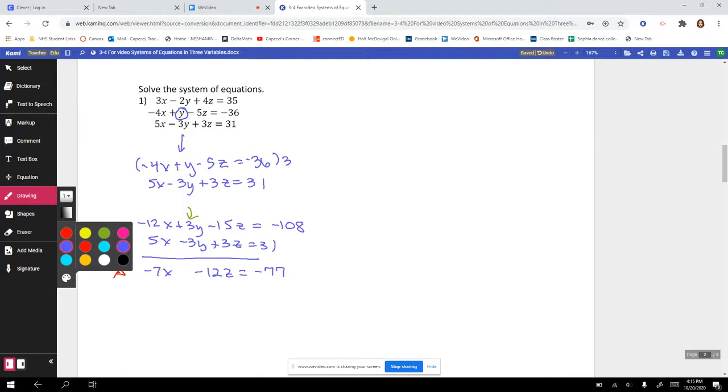Okay, so now I have to go back to my original again. Last time I worked with the second and the third equation. So this time let's work with the first and the second equation. I'll rewrite the first equation, 3x minus 2y plus 4z is equal to 35. And then underneath I'll do the same thing and write the second equation.